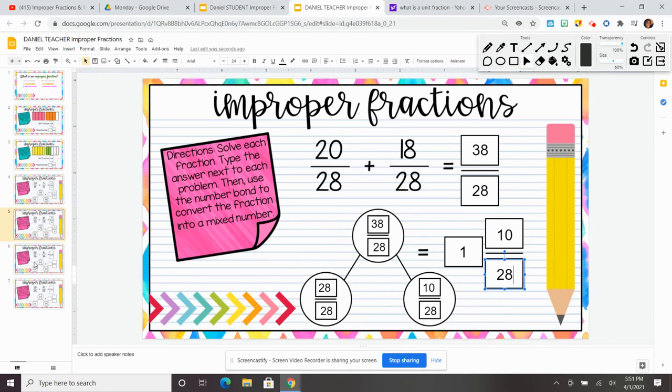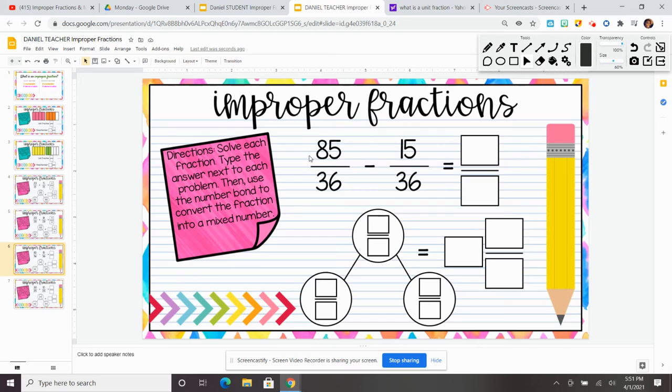All right, let's go to number 5. 85/36 minus 15/36. All right, so first of all, I'm going to keep my denominator the same. Then I do 85 minus 15, which is 70. All right, so now I have 70/36. Remember, what goes here? What am I going to put here? You can pause the video. You are correct if you said 36/36.